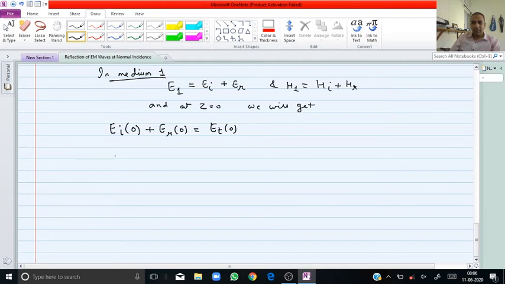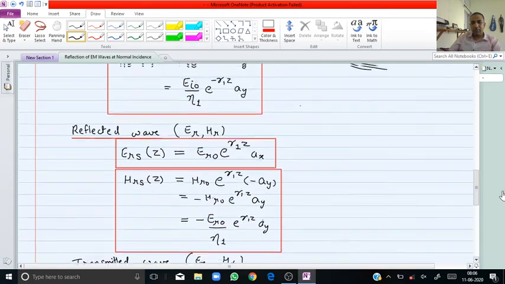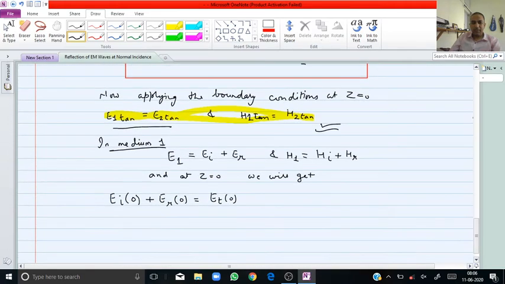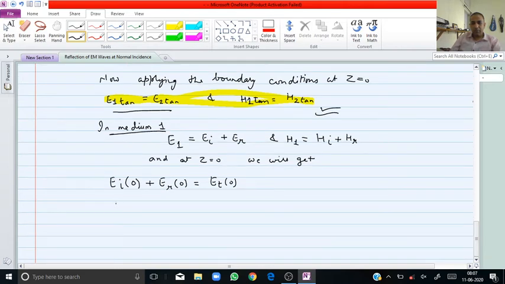And this will be equal to, because if we put Z equal to 0 in this equation, that is this one, then this becomes 1. So we will be left with only the maximum amplitude. So we will get here E I naught plus E R naught is equal to E T naught, and this will be, let us suppose, equation number 1.